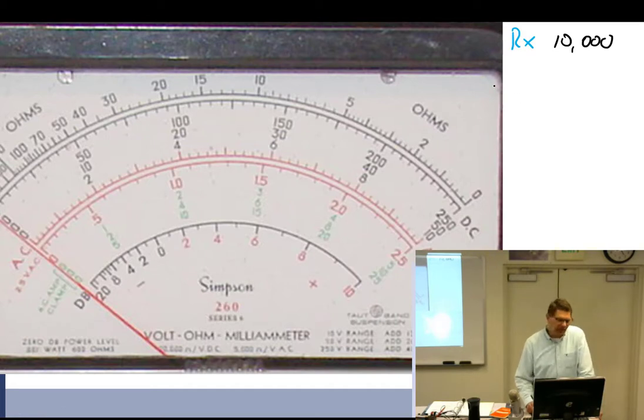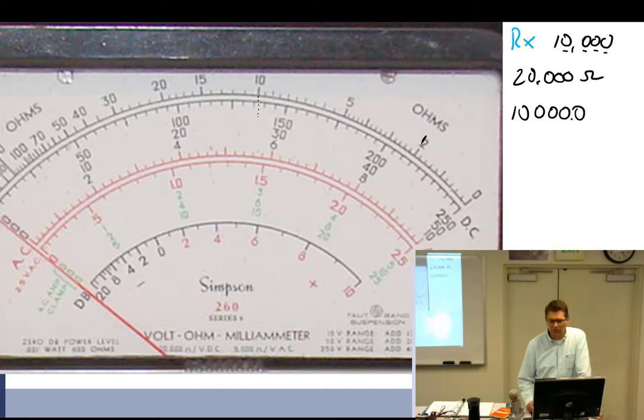So it's the same thing. Once you've figured out the formula, if it's right here, how much is it? 20,000 ohms. All right. If it's right here, how much is it? Well, it's 10 plus 1, 2, 3, 4 zeros. 1, 2, 3, 4 zeros. So 100,000. All right. How about right here?